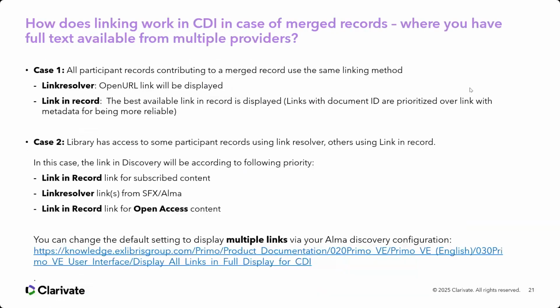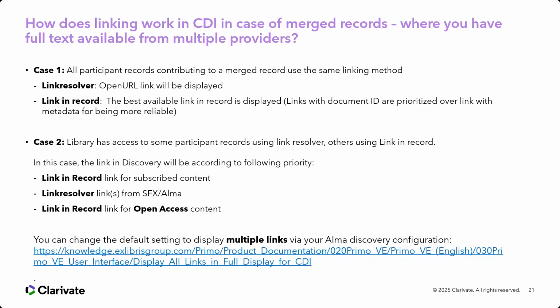Let's go to the next slide and talk a little bit about a more in-depth question about linking. How does linking work in CDI in case of merged records that David talked about, where full text is available from multiple providers? Which link do we pick in that case if it's a merged record and the institution has access to multiple copies of the record? So there are two cases. The simple scenario is where all the participants that are part of the merged record are using the same linking method, all link resolver or all link in record. Then it's easy.